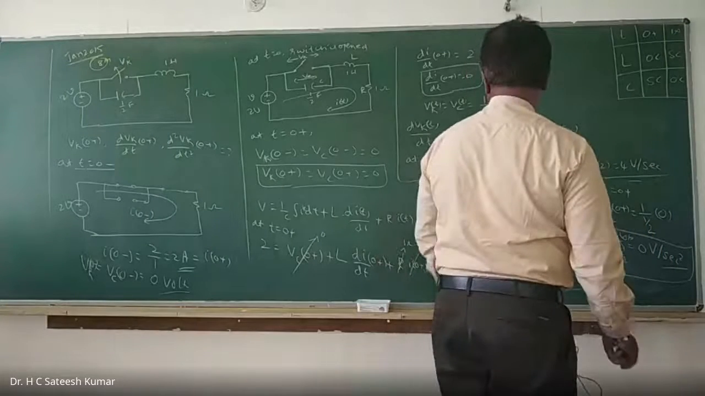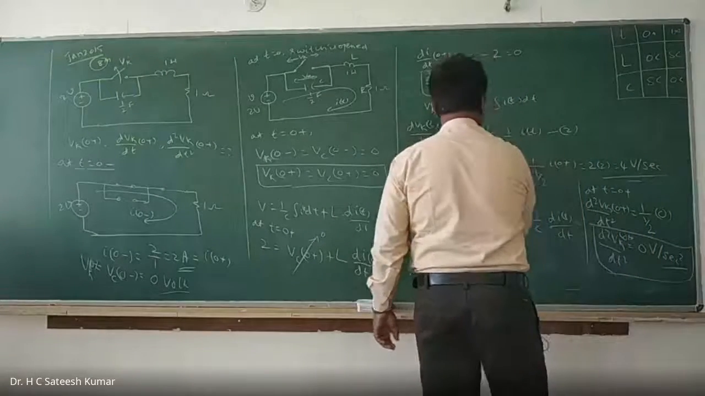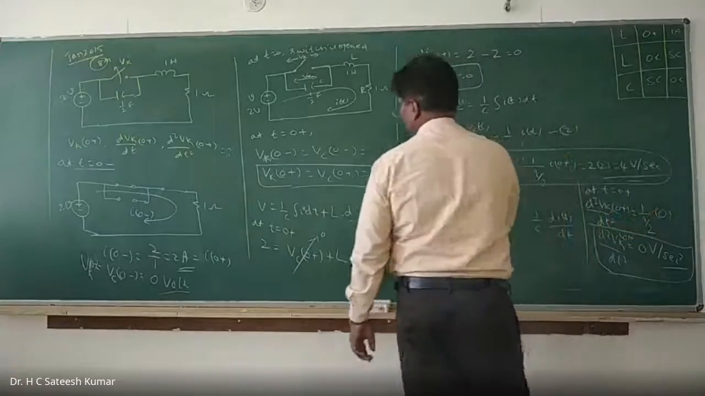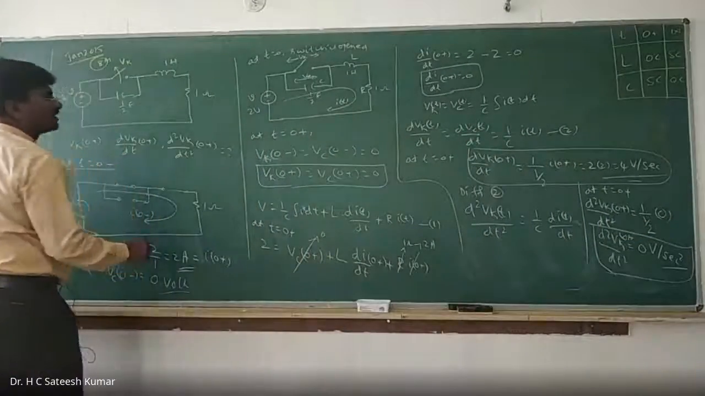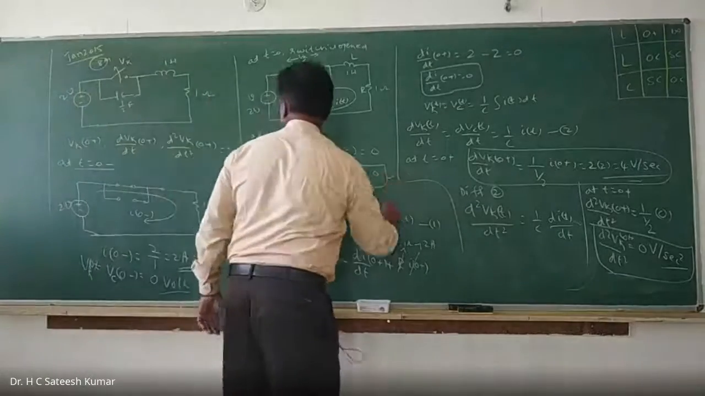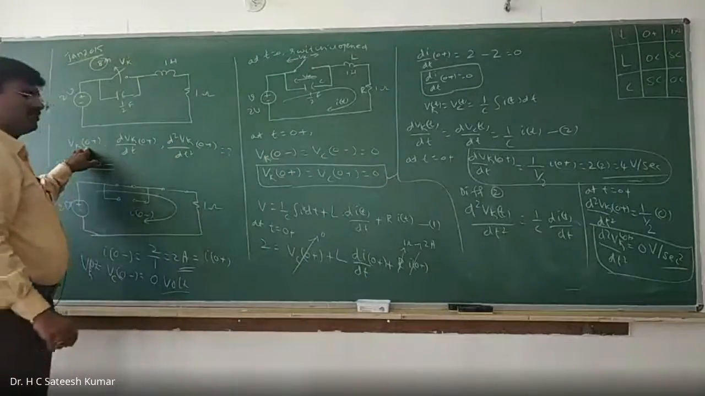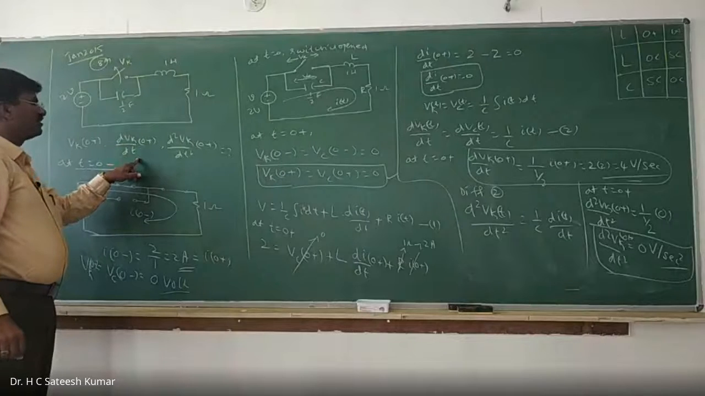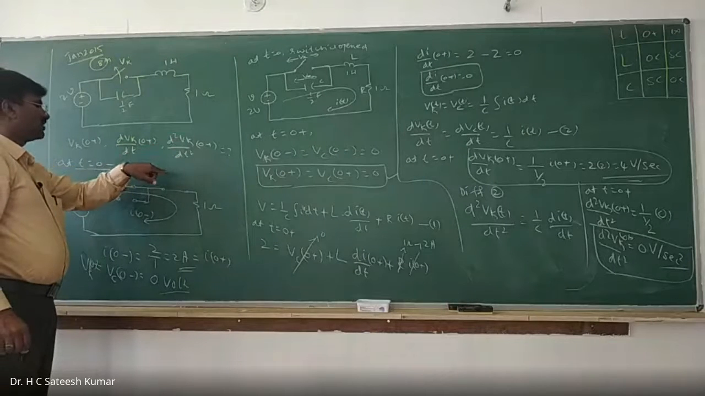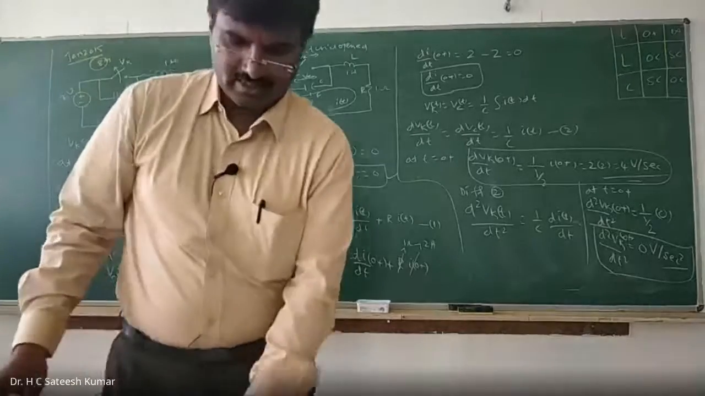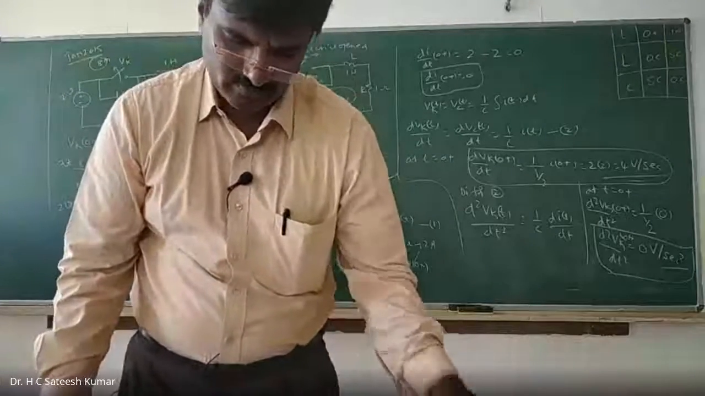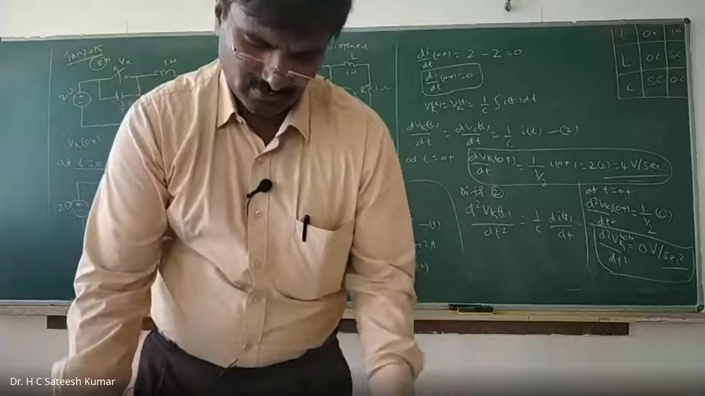The other one is dVk of t. First one is Vk, which is Vk 0 plus. So these are the three things we need: Vk 0 plus, dVk divided by dt 0 plus, and d squared Vk divided by dt square 0 plus. We need to calculate these three things. We did it, right? So that's how we can do it.